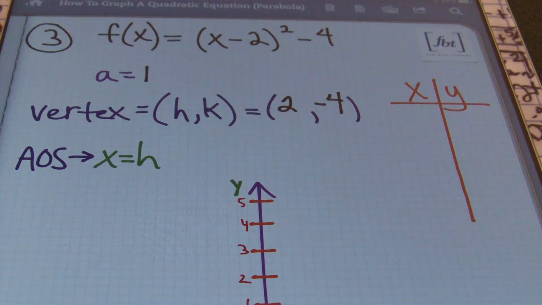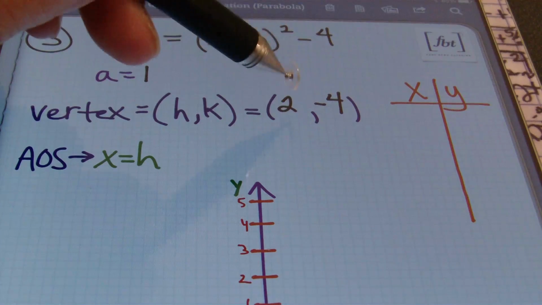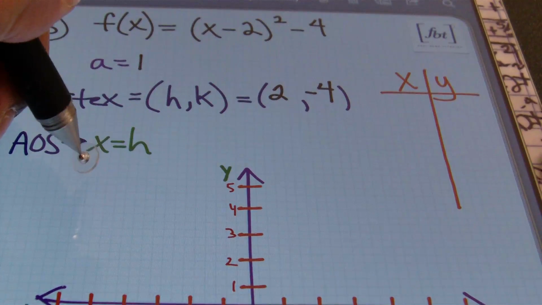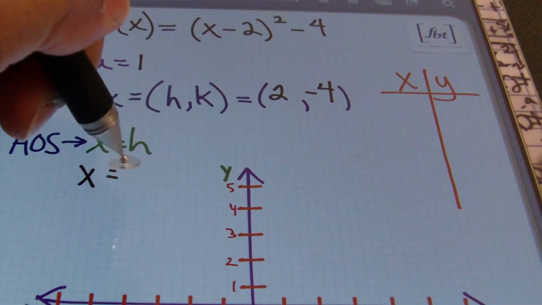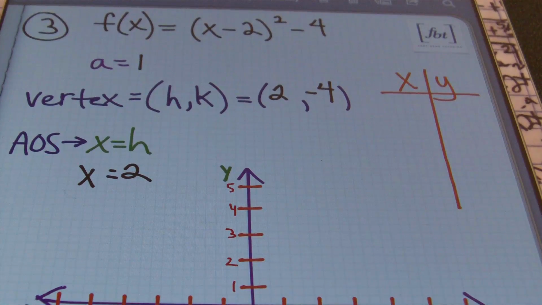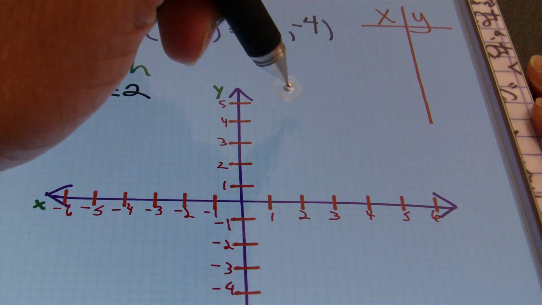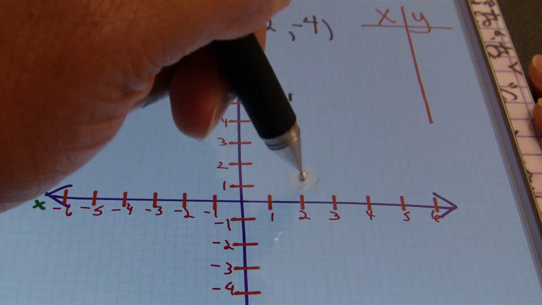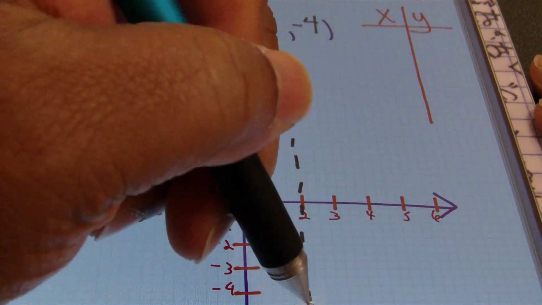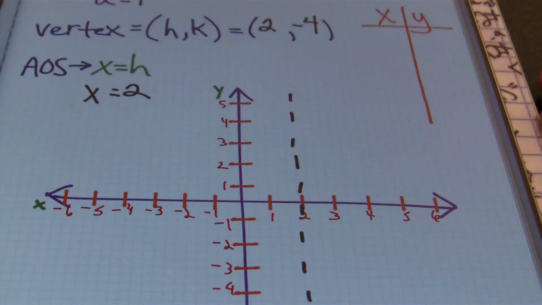Then if I'm looking for the axis of symmetry, remember the axis of symmetry is always in the form x equals h. And my h value is +2, which means that my axis of symmetry equation is x equals 2. And that's it. All right, let's go ahead and graph that. So x equals 2 is going to be a vertical line going through 2. So we're just going to show a dashed line to show where our axis of symmetry is.